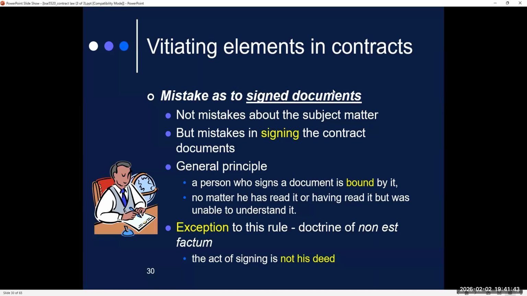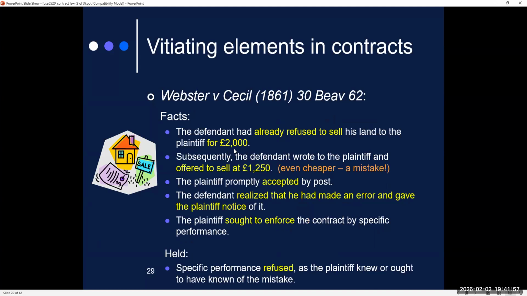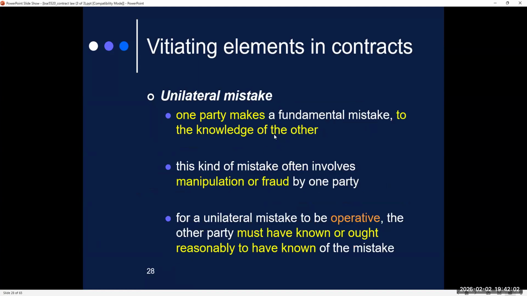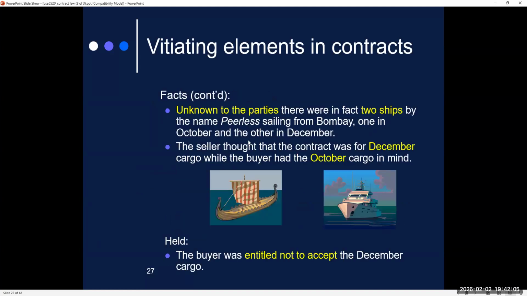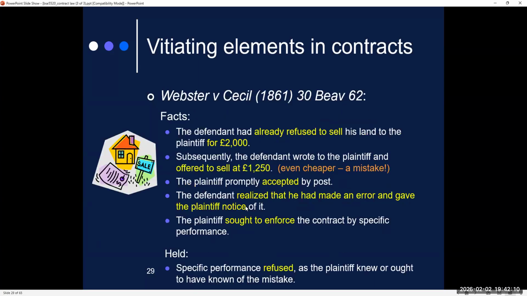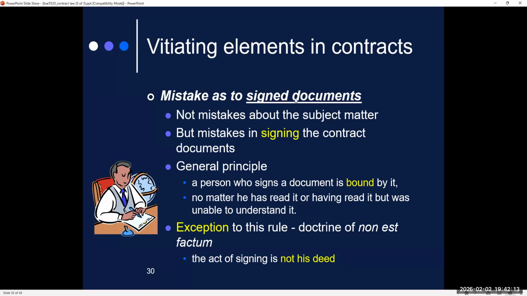And there are further types of mistakes. As to signed documents, mistake as to signed document. Not a mistake about the subject matter. Now, in this case, it is about the subject matter, the price of the subject matter. And in this case, it is about the ship carrying the cargo, right? But here is a mistake as to the signed document, not about the subject matter, but mistake in signing the contract. Sign the contract mistakenly.